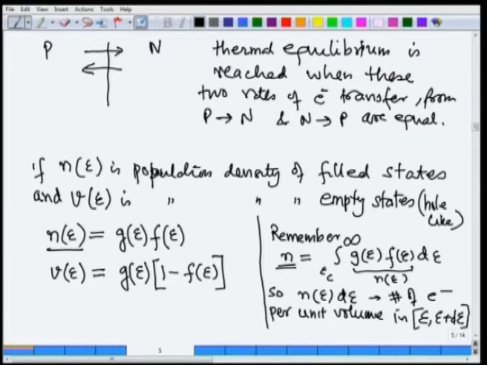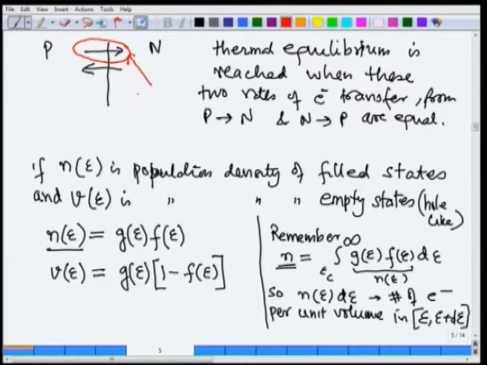Now, let us look at what would happen. What would this transfer depend on? What would this quantity depend on? Let us make it a red color. What would this depend on? Transfer of electron from p to n side. Clearly, this particular rate would depend on two factors.